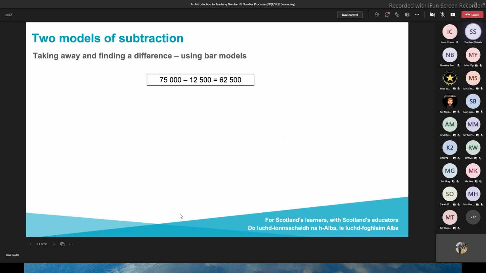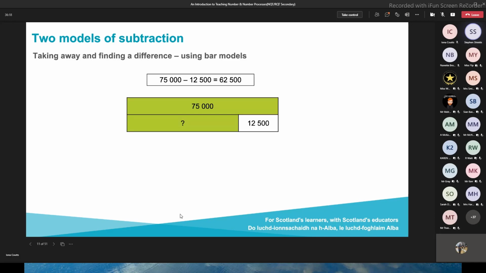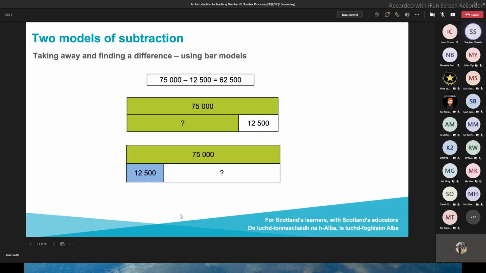Bar models can also be used to illustrate these contexts in a way that invokes a sense of spatial reasoning. In both examples that you see here, the same partitioning is being carried out. However, again, we can see that in the first illustration, we would remove 12,500 and determine what is left. And in the second, we would compare the two quantities and find the difference.